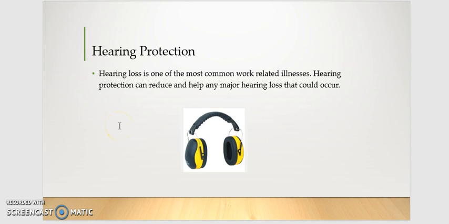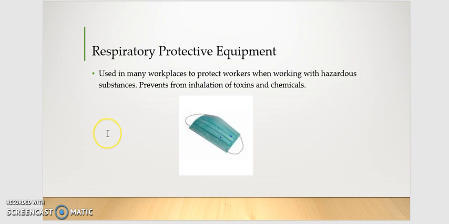We then discussed hearing protection. Hearing loss is one of the most common work-related illnesses. Hearing protection can reduce and help prevent any major loss that may occur. And we then looked at respiratory protection equipment. It is used in many workplaces to protect workers from hazardous substances and prevents inhalation of toxic chemicals.